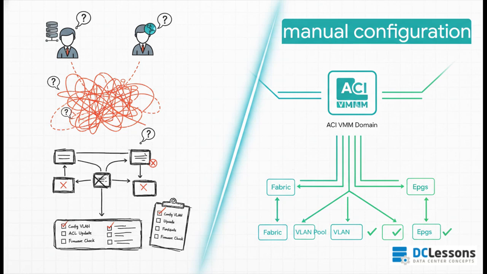And this is the real transformation. We're moving away from that old world where a server admin has to file a ticket, wait, and then ask the network admin to configure a VLAN and a port. The VMM domain just automates that entire process. That means we get rid of the back and forth, the manual checklists, and the risk of human error. It allows applications to get the network services they need right away and accurately.